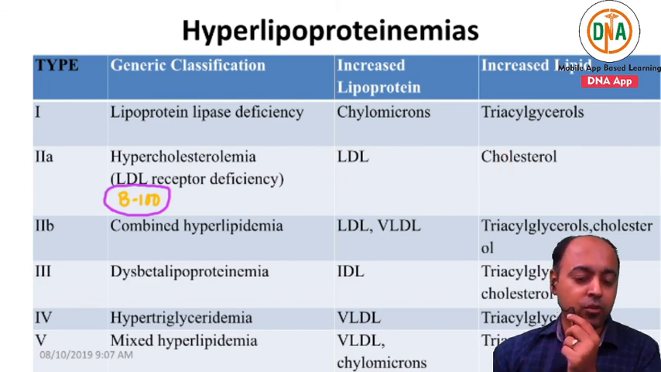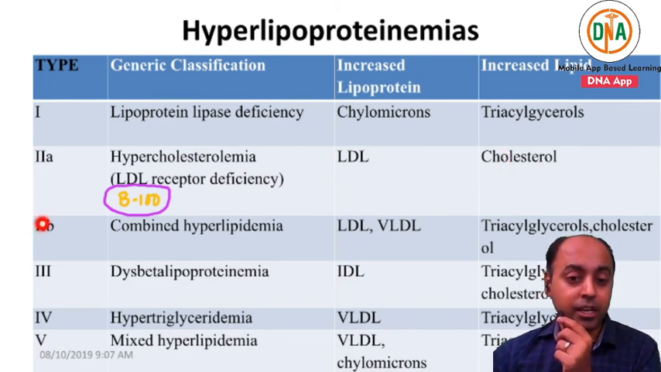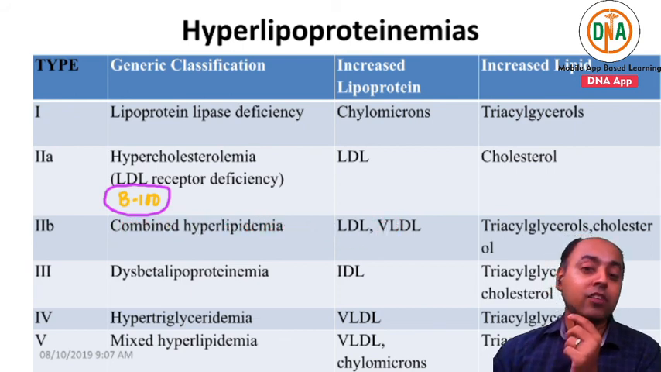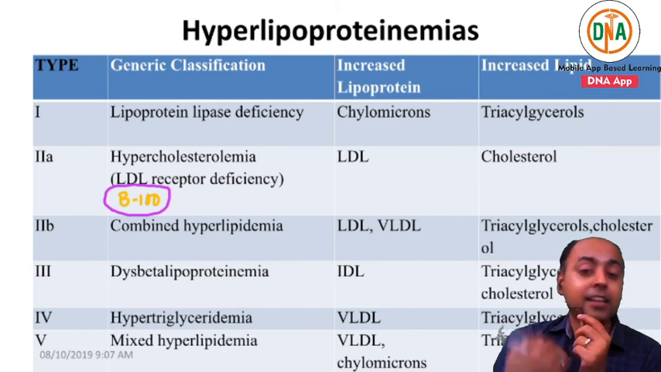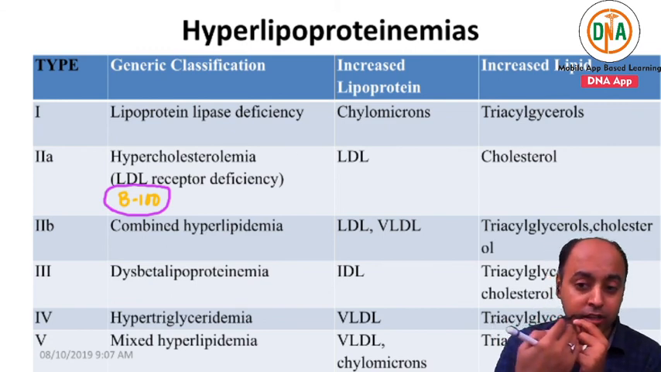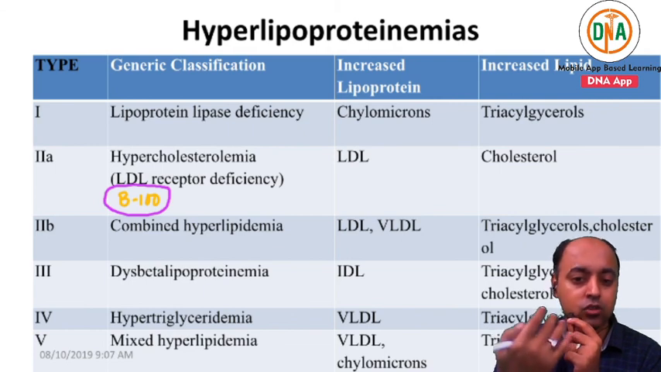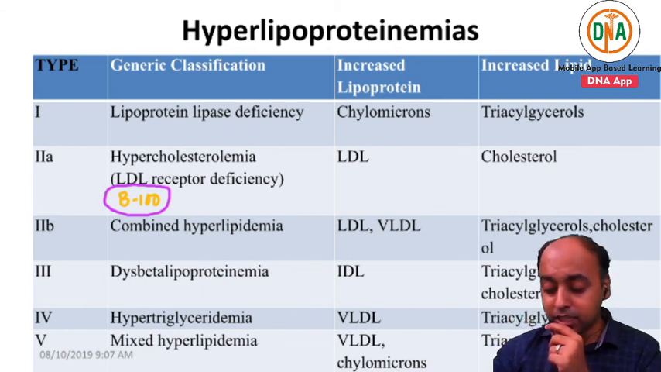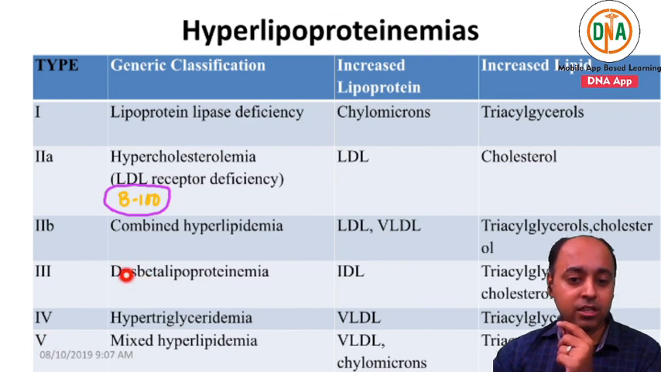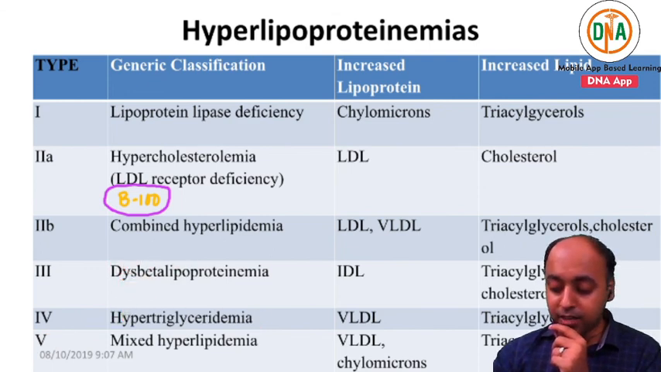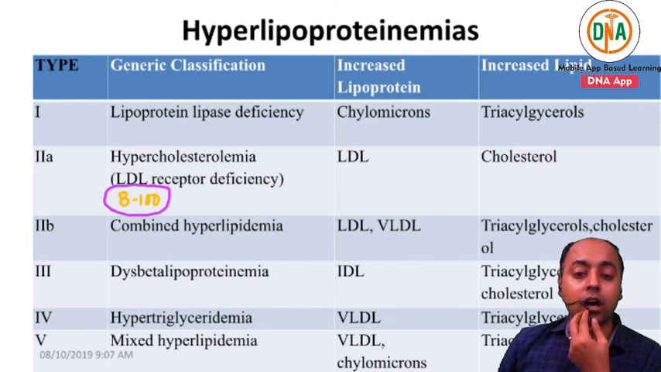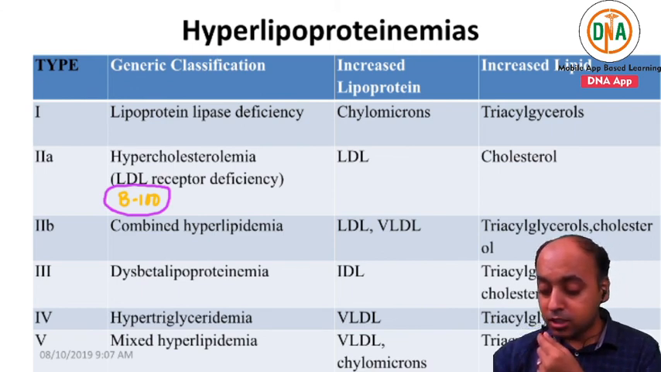Last important from biochemical aspect is type 2B. In type 2B, we have the combined hyperlipidemia, means LDL and VLDL both are elevated, means the cholesterol is also elevated and the triglycerol is also elevated. Alright, so both triglycerol and cholesterol are elevated. In addition, we have the types 3, 4 and 5, the broad beta lipoproteinemia, the hypertriglyceridemia and the mixed hyperlipidemia, where respectively the VLDL remnant, the VLDL, and VLDL and chylomicron all are elevated. Please remember the biochemical defects in these three, very important.